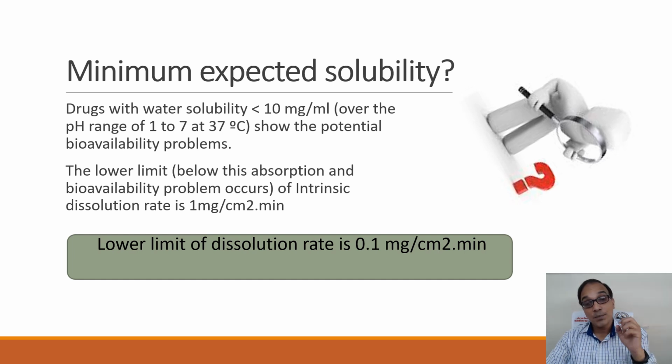Now the question is: what is the minimum expected solubility? A drug with water solubility less than 10 mg per ml over the pH range of 1 to 7 at 37 degrees Celsius shows a potential viability problem. That is the lower limit below which absorption and bioavailability problems occur. As for intrinsic dissolution rate, the lower limit is 0.1 milligram per centimeter square per minute.